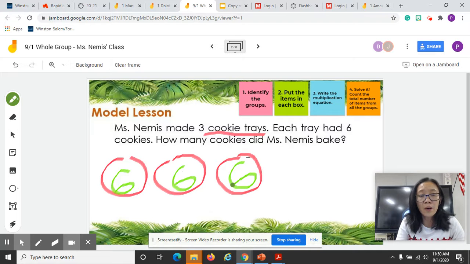What equation can I come up with for this? Yesterday we said that in making groups, you always begin with the number of groups that you have.